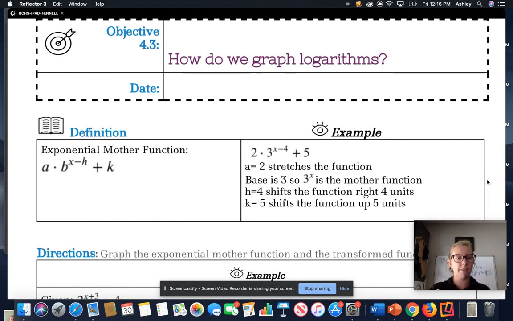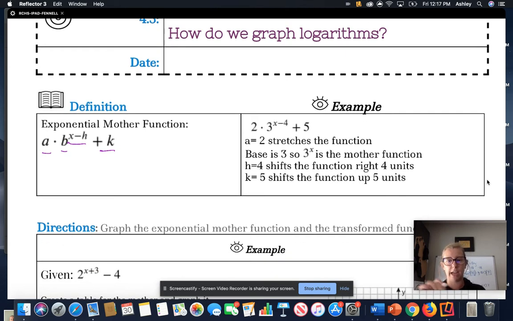All right, so we have it in the form of a times b, our base, to the power of x minus h, plus k. All of those things, a, h, and k, do the same exact things to transform the function. So if we have 2 times 3 to the x minus 4, plus 5, this would all be in parentheses, by the way. My computer was having parentheses issues.